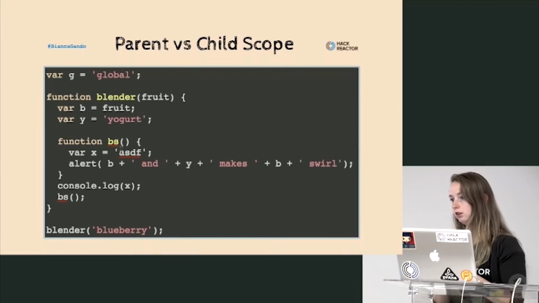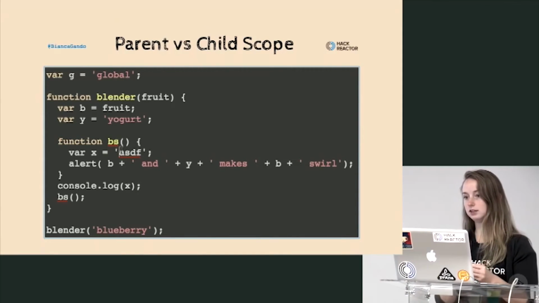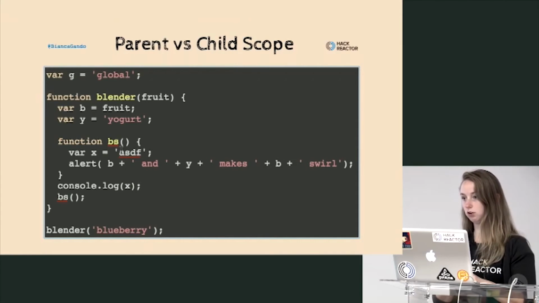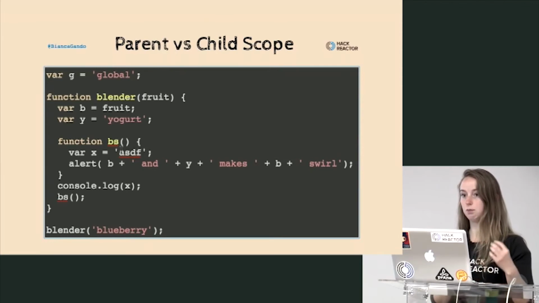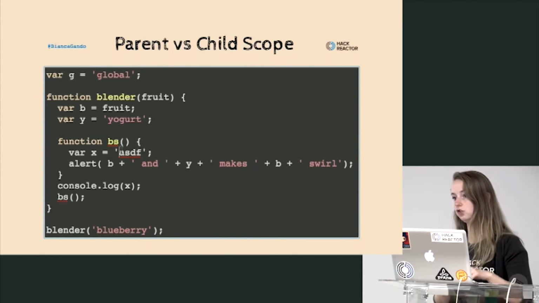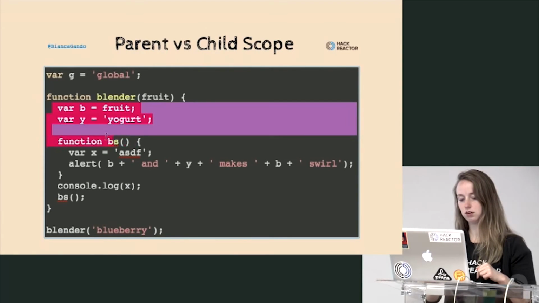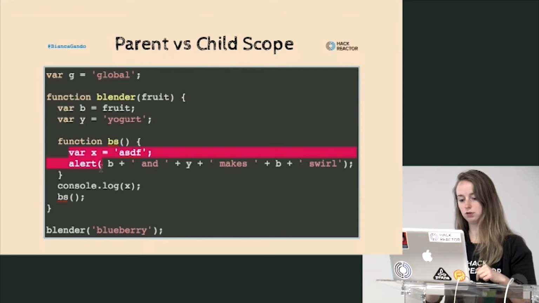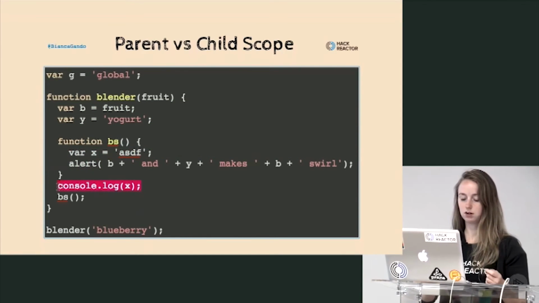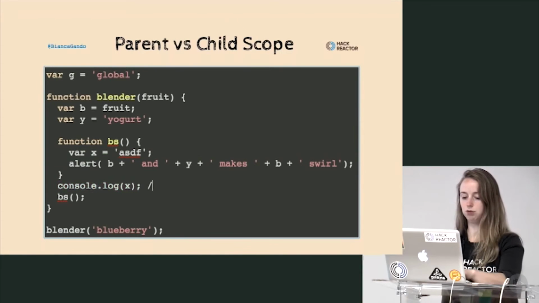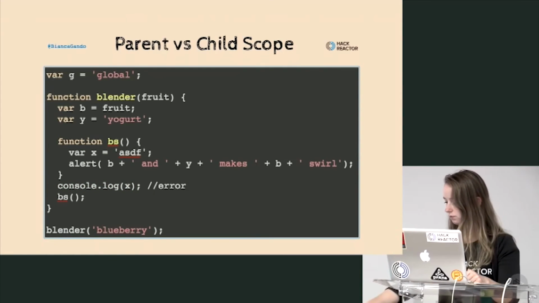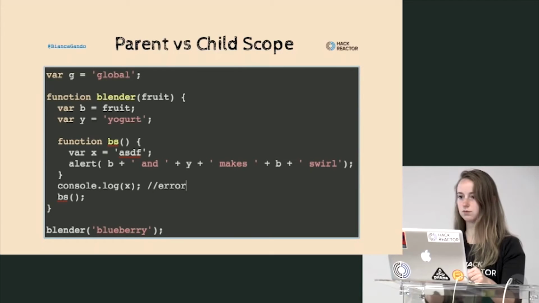So the child one, the inner function, has access to the parent scope and the global scope, and all the way up the chain. So if it was nested many times, any parent, it has access to those variables in that scope. However, the parent cannot access the child scope. So this outer scope here can't access this inner scope. And that's why this console.log x would throw an error. Does that make sense?